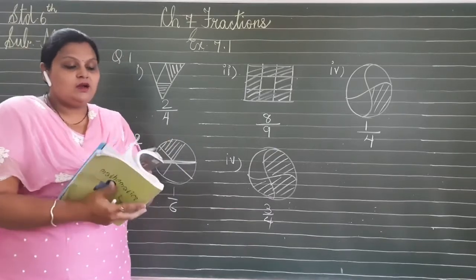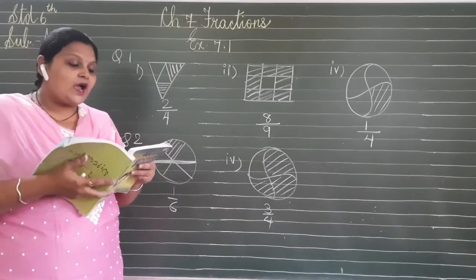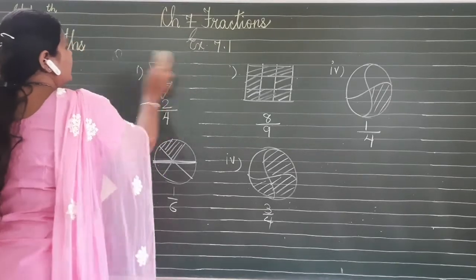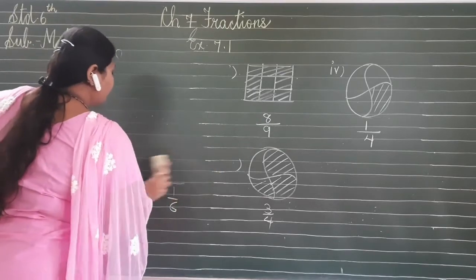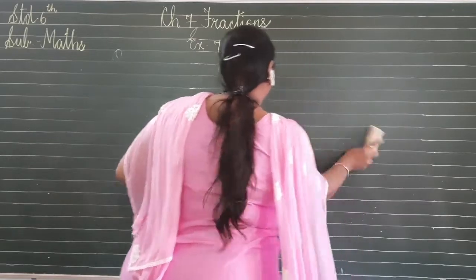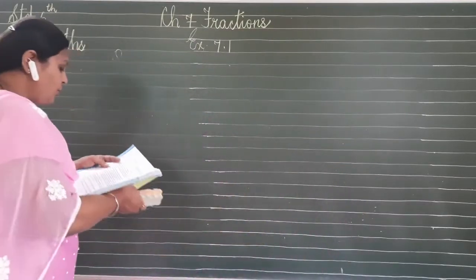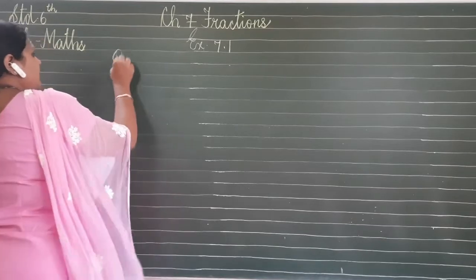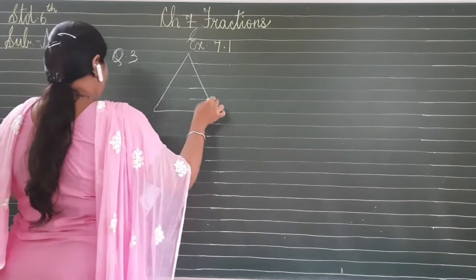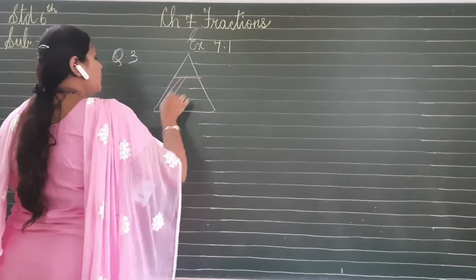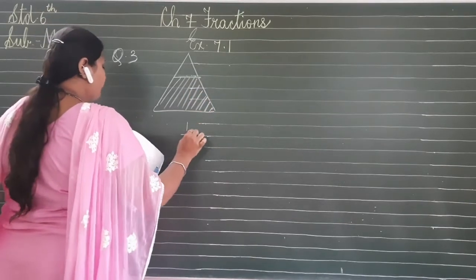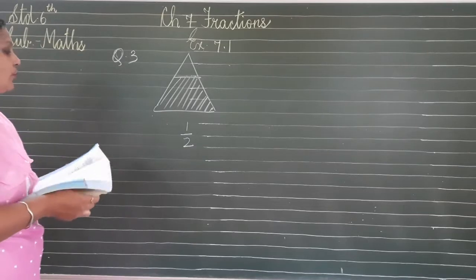Now let's see question number 3. Identify the error if any. Now here you are given one figure and you are told if any error is there, then you have to mark it out. So given figure to you is somewhat like this. Triangle is given to you and one part is shaded in the triangle out of 2. Here it's 1 upon 2.